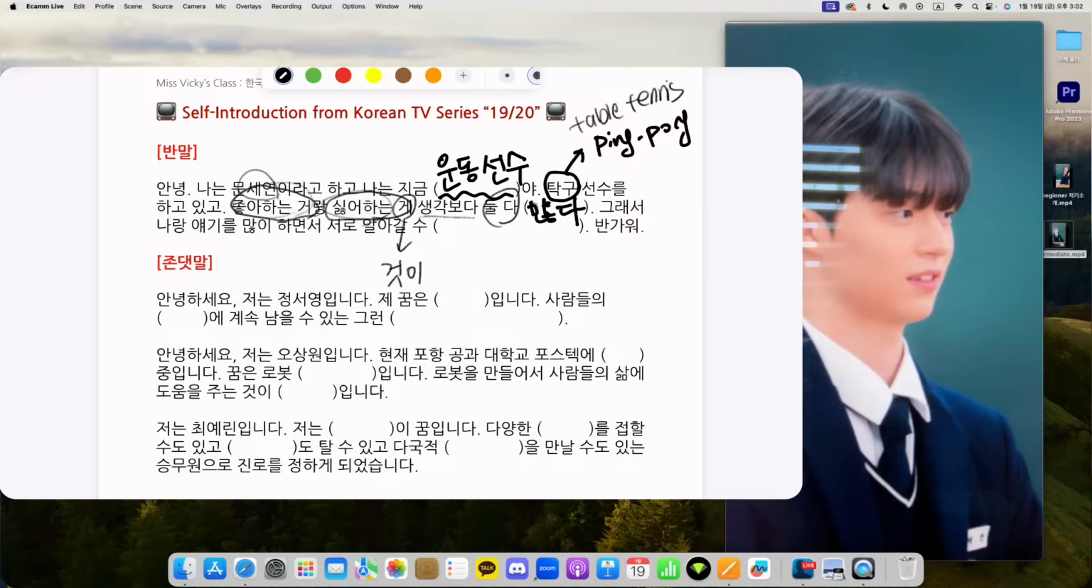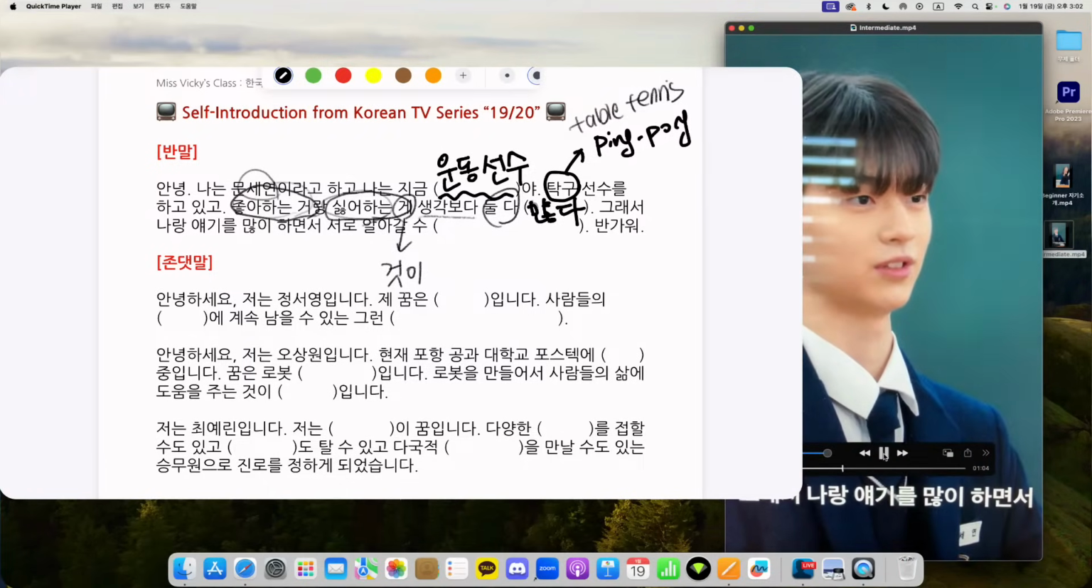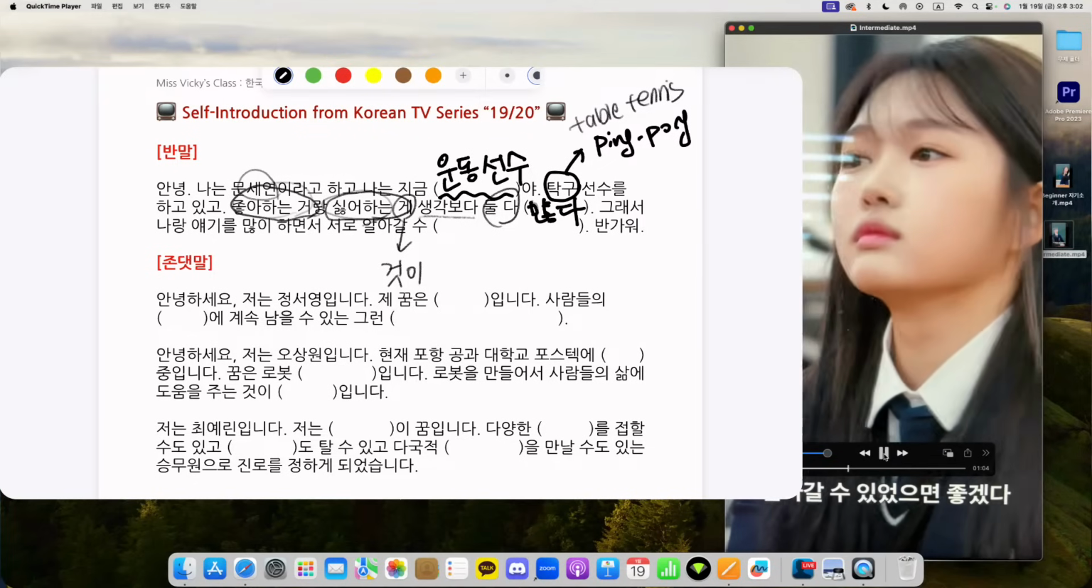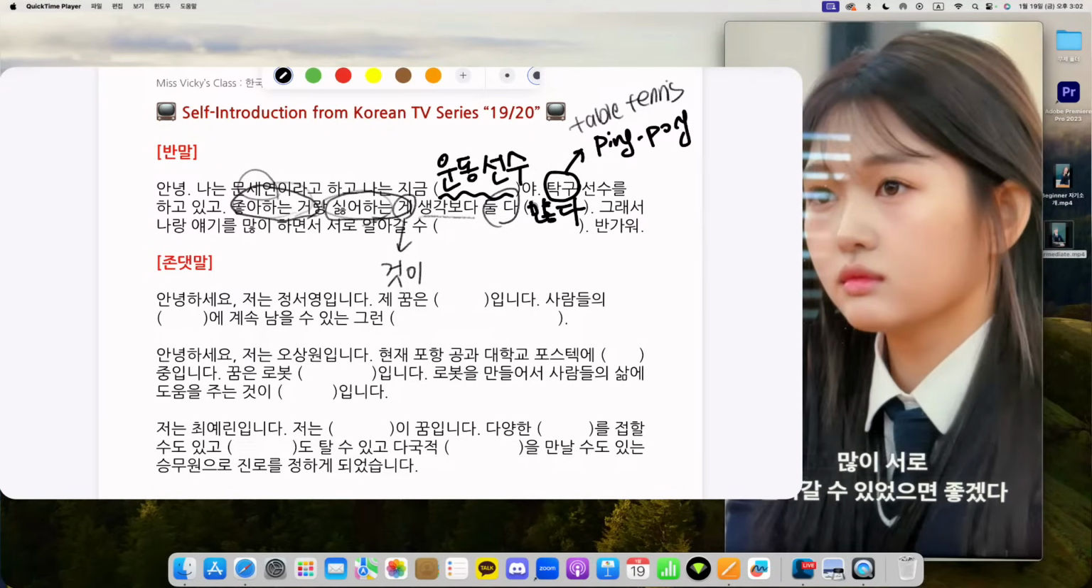그래서 나랑 얘기를 많이 하면서 많이 서로 알아갈 수 있었으면 좋겠다. 그래서 나랑 얘기를 많이 하면서, while talking with me a lot, 서로 알아가다. 서로 means each other. 알아가다 to get to know. 알아갈 수 있었으면 좋겠다.